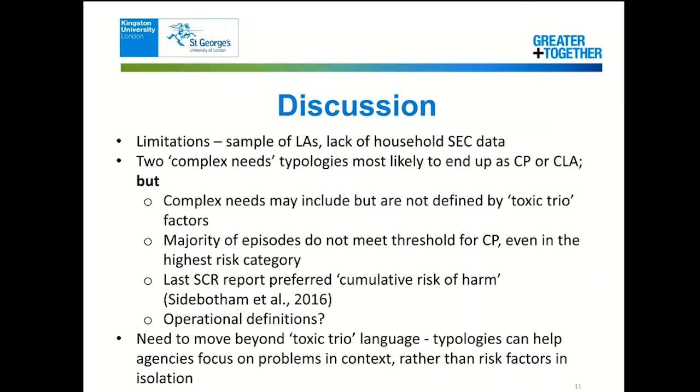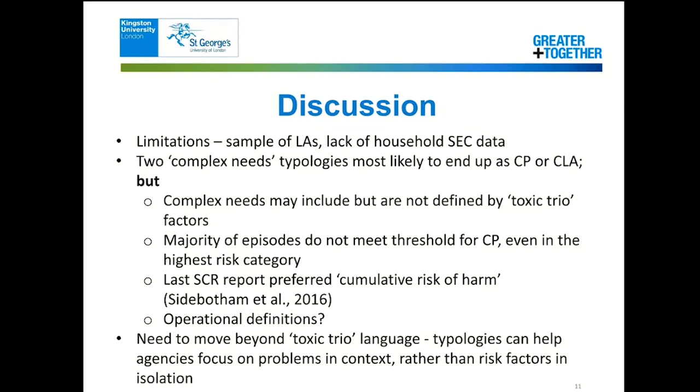And that is not to criticise social workers who are making these assessments, because they're doing so in a context where the main concern is to make an assessment about risk to the child. But what it does point to is a need to move beyond the toxic trio language, and we believe that this is where these typologies can help us.